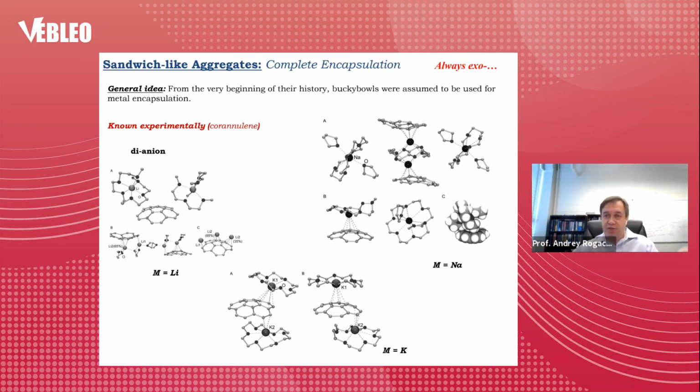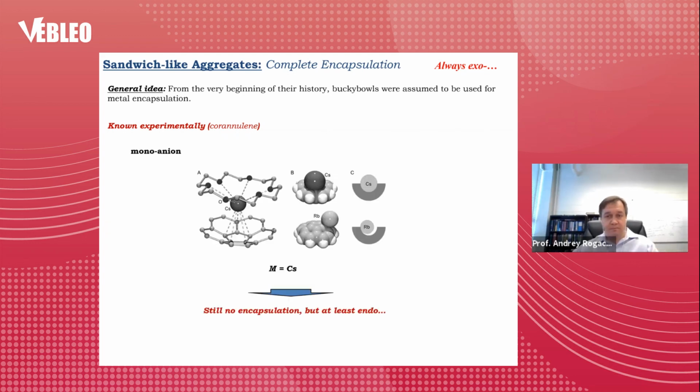Tri-anionic and tetra-anionic species we just talked about tend to form sandwich-like aggregates that show an exo-exo coordination mode. There is only one exception. That's cesium. It goes to the endo surface of mono-anionic corannulene because of the perfect match between the size of cesium plus and the corannulene bowl. So there is still no encapsulation, but at least it goes to the endo surface. And we decided to take this as a starting point and try to develop a strategy for constructing a new system for which we can guarantee the encapsulation of the metal center between two bowls.